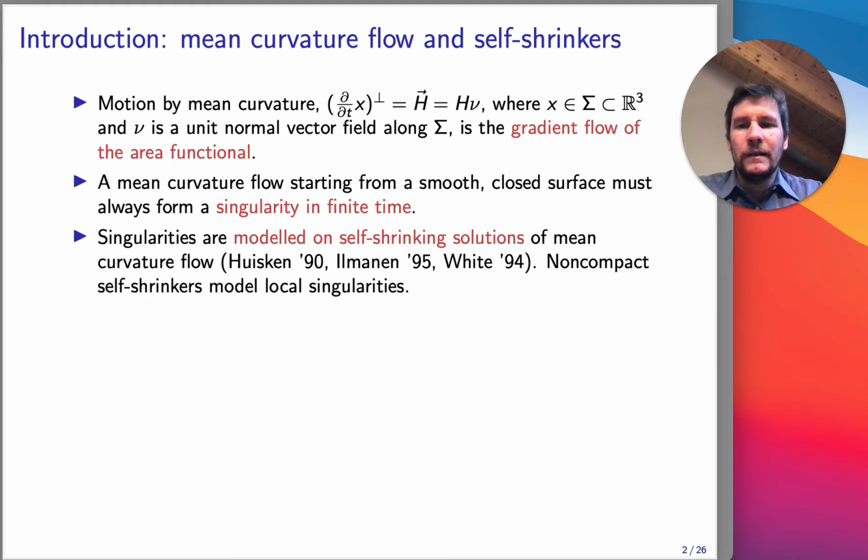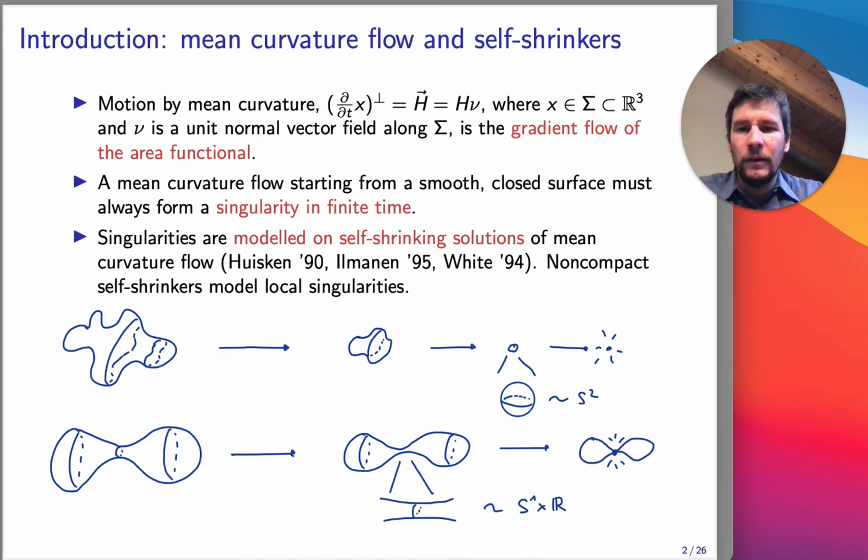And non-compact self-shrinkers, they model local singularities. So let's look at two examples. So the first is a flow where the entire thing just shrinks to a point, so it becomes more and more convex, more and more round along the flow, and then it disappears in a global singularity, so everything disappears in this one point.